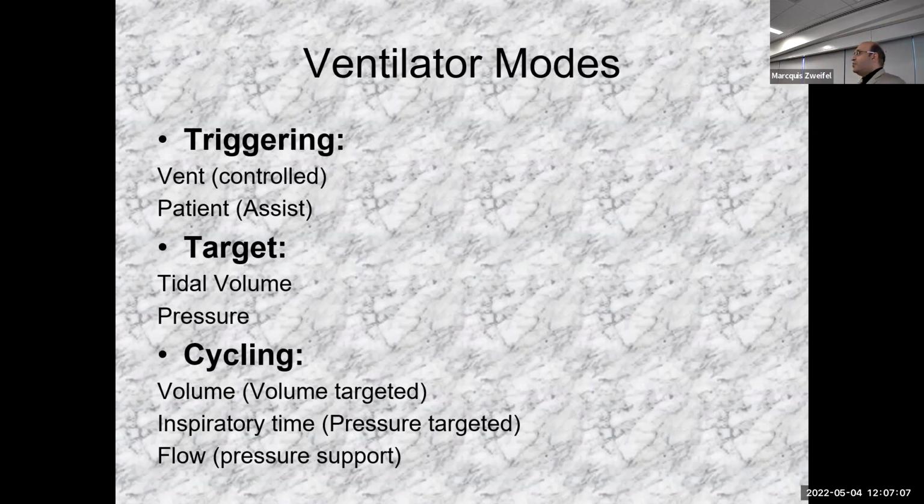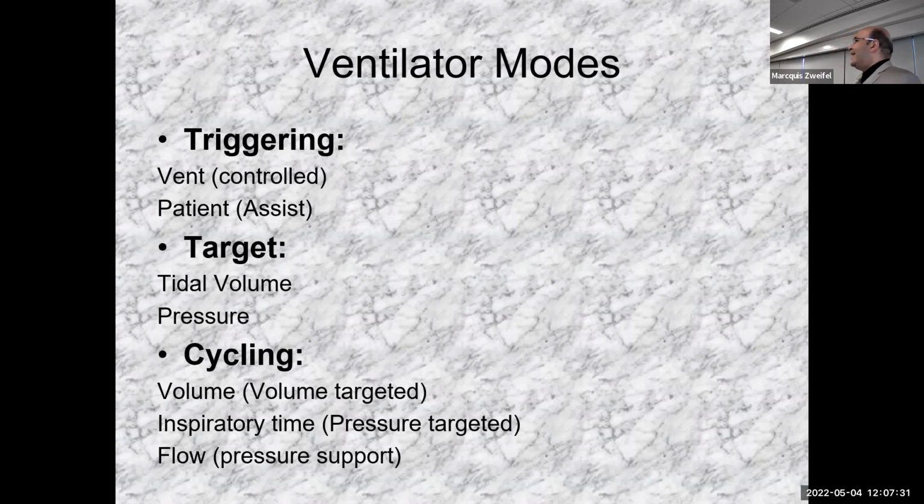And target, what are you targeting? Ventilators in general split into 2 large groups: volume targeted or volume limited, and pressure targeted or pressure limited. So these are the 2 major groups. Then there are other ventilator types that mix the 2 together or use some different changes from that.